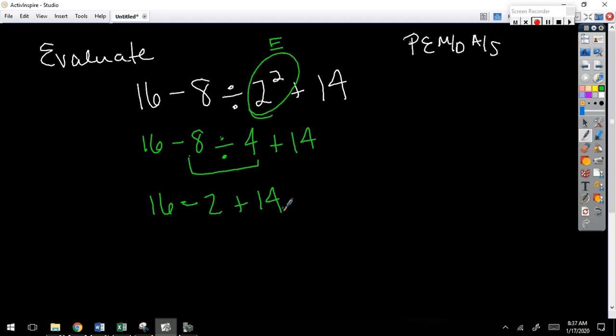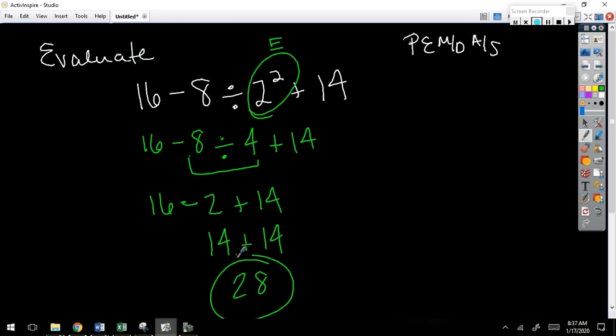What now? Why are you doing that when there's an addition in there? It came first. Addition and subtraction are the same. Whichever one comes first, left to right. And since subtraction comes first, 16 minus 2 is 14, and what is 14 plus 14? 28.